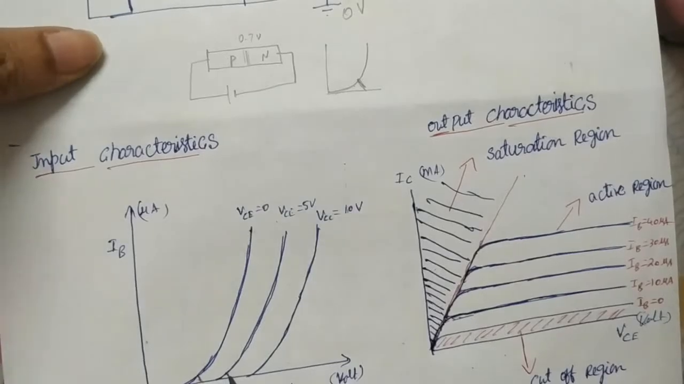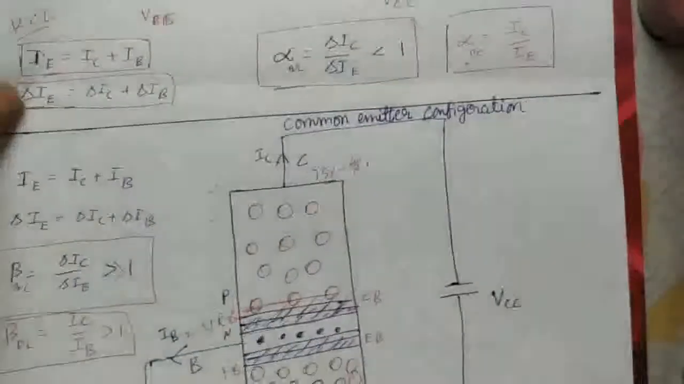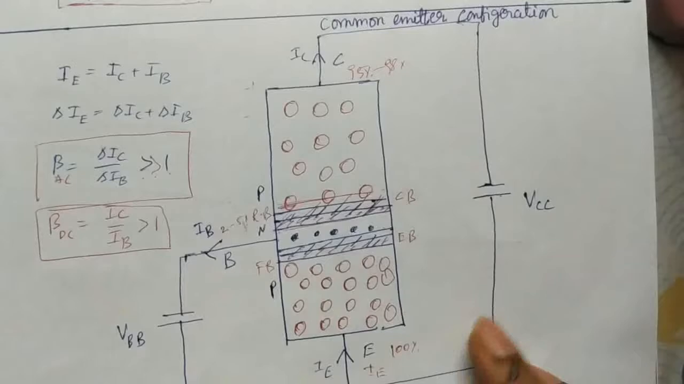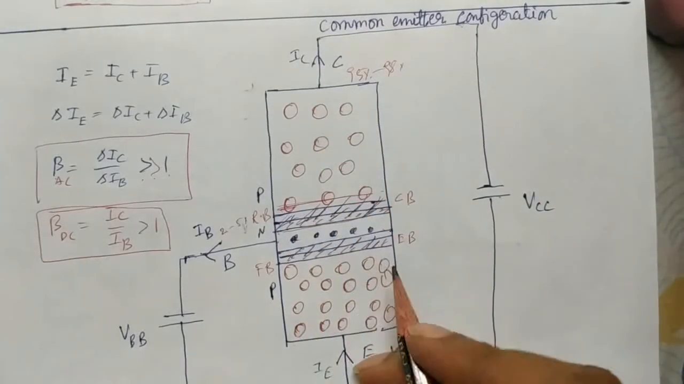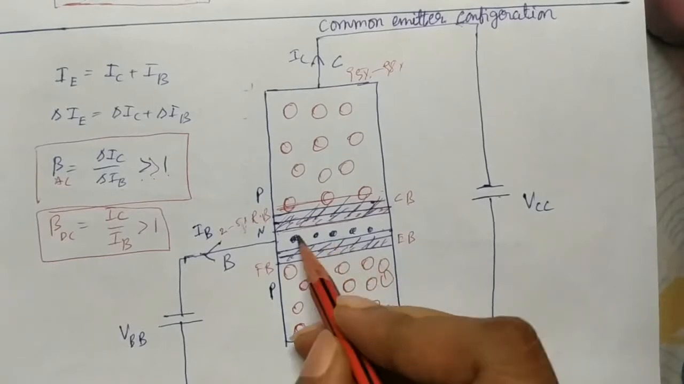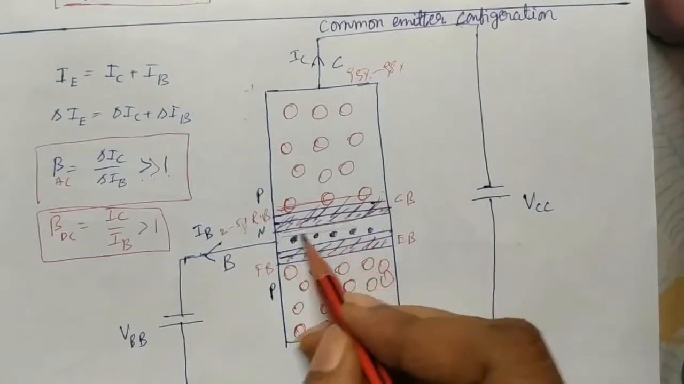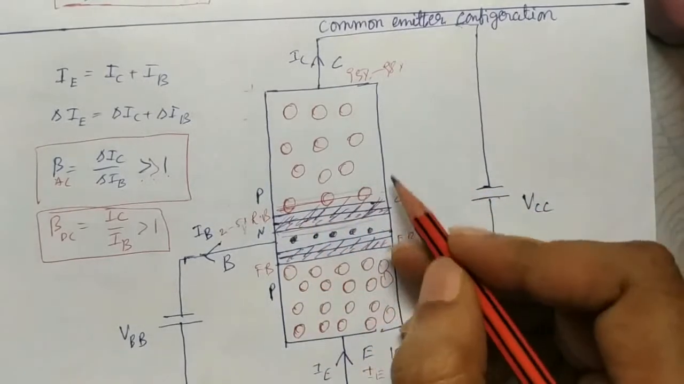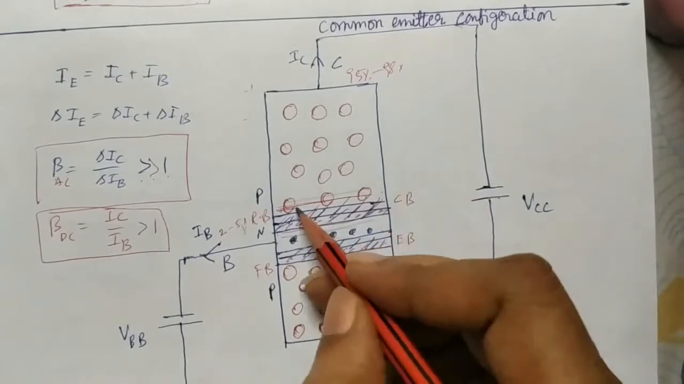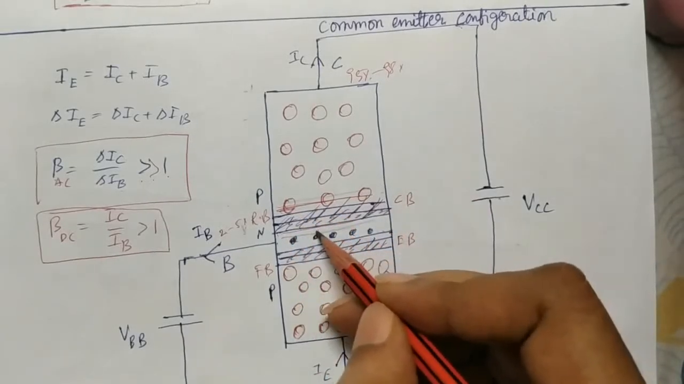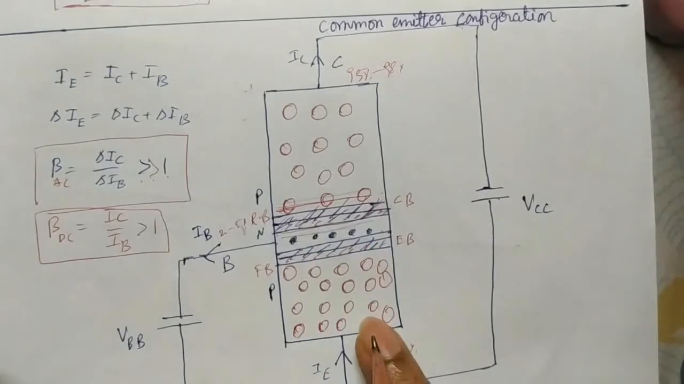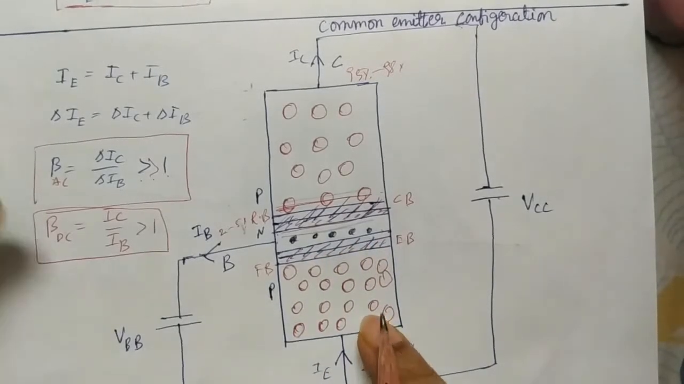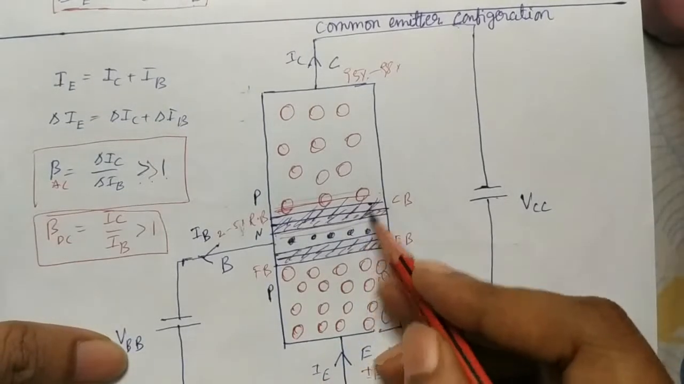The reason is, you see, in common emitter configuration, if the output voltage increases, that is, the reverse bias potential increases. Because of the increase in reverse bias potential, what happens? The depletion layer width in the collector base junction increases. Because of the increase in depletion layer, it occupies some part of the base region. Actually the base is very small in thickness. That will be occupied by this depletion layer.